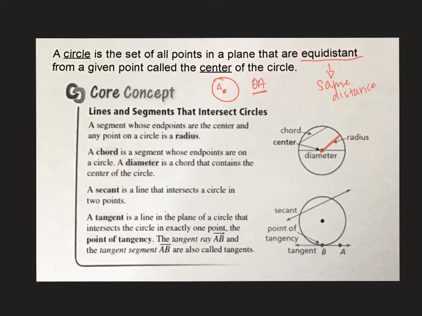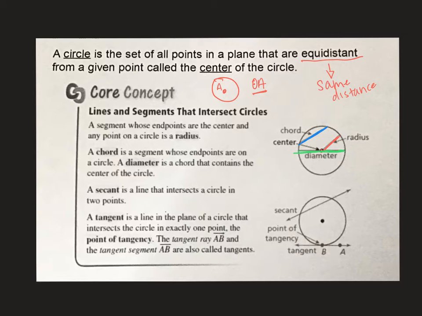It doesn't really matter where the endpoints are, as long as both of them are on the outside of the circle, it's going to form a chord. And then the diameter is going to go all the way across the middle of the circle through the center. So technically a diameter is a chord, but it has its own special name because it goes through the center of a circle.